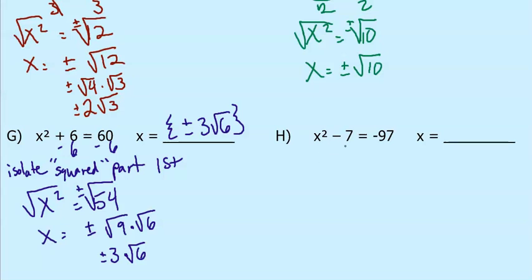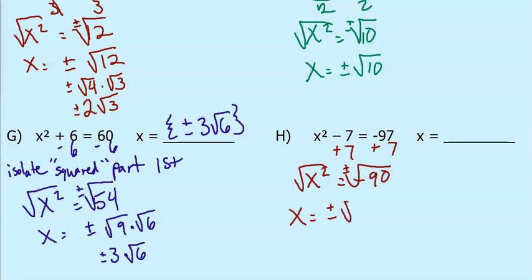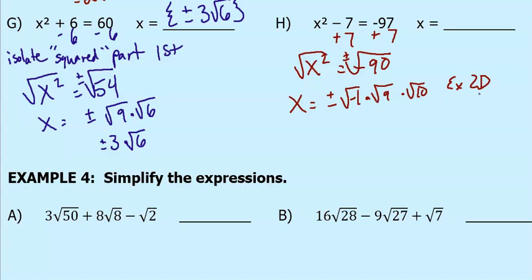H, x squared minus 7 equals negative 97. Add 7 to each side to isolate the squared part. X squared equals negative 90. Take the square root of each side, plus or minus. X equals plus or minus the square root of negative 90, which is the same thing as the square root of negative 1 times the square root of 9 times the square root of 10. You can find that from example 2D as well on this page. So we have plus or minus 3i square root 10.